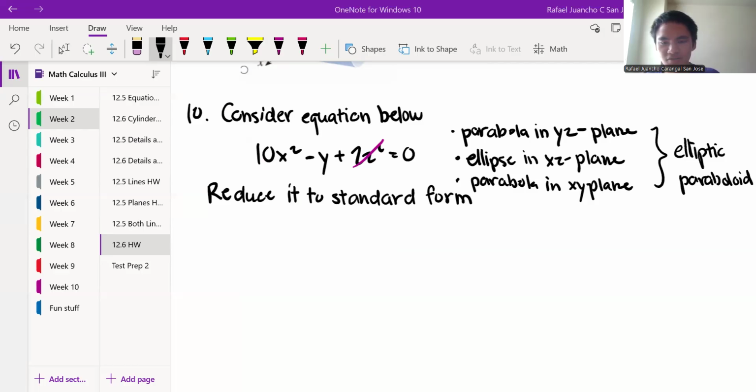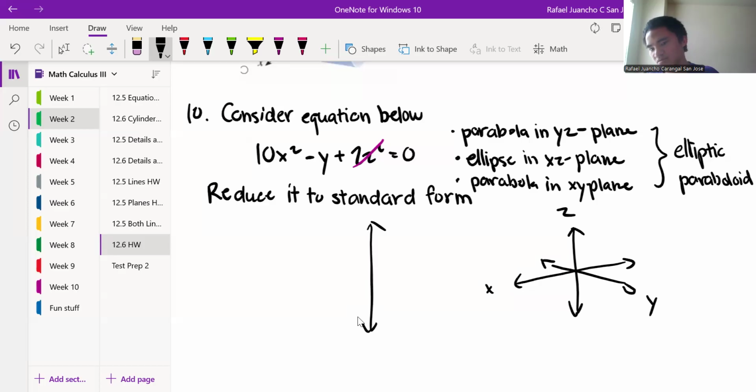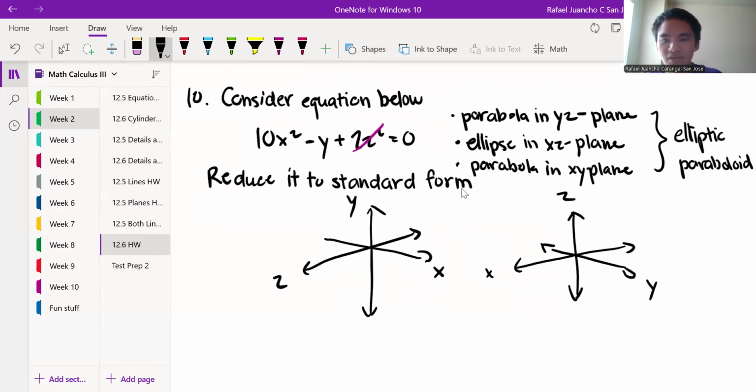Why? Because the horizontal traces are ellipses. What's the horizontal trace? Here I can imagine it's revolving around the y-axis because the y-axis is negative. And so if I were to draw this from the y perspective, let's draw it in z first and see how it looks in y. So z, x, y. We flip the y around, so now this is y, z, x, right? So it's a parabola in the yz plane.